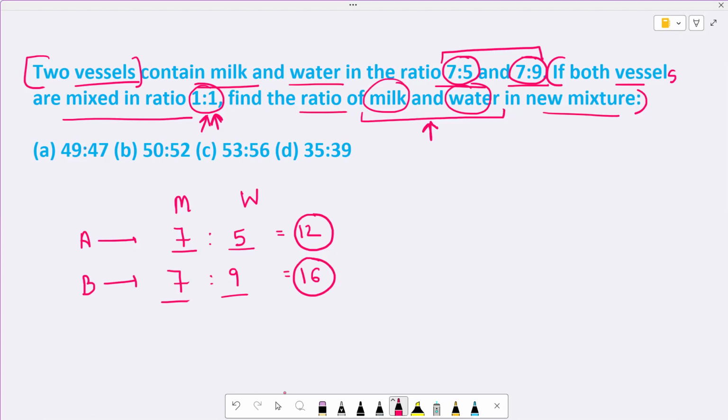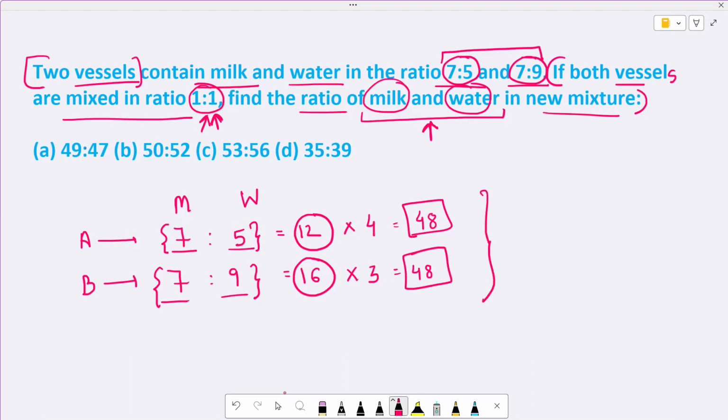Why do we need to make them equal? So that we can compare easily what will be the ratio of the milk and water in the same units, because right now they are different, right? So we'll multiply 12 by 4 and 16 by 3 so as to get 48, right? Now the units become the same, the actual quantity of both the vessels. Now we'll have to multiply them in such a ratio in which we have been told to mix them.